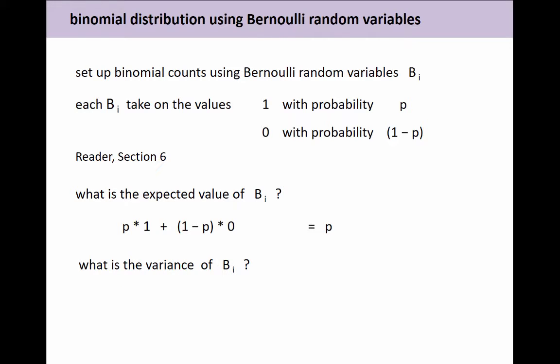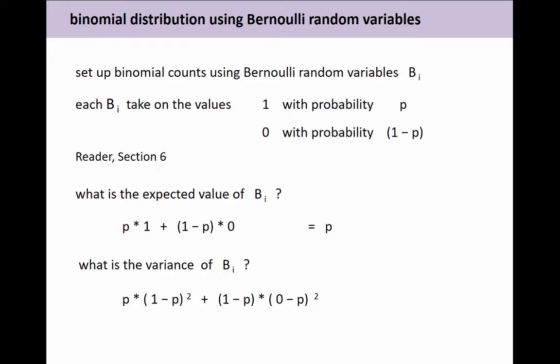What's the variance of b sub i? Well, now we have to subtract our mean off of each of our two values, square those deviations, and again take a probability weighted average. So the variance is going to be p times (1 minus p) squared. That (1 minus p) squared is the value 1 minus the mean, squared. And then we have a probability weight of 1 minus p on 0, and 0 minus the mean gives us that (0 minus p) squared term. And of course when we square that, we're just going to get the same as p squared.